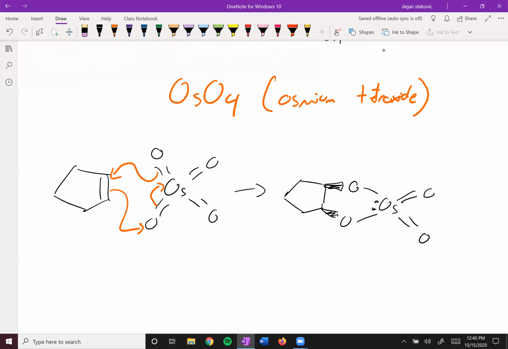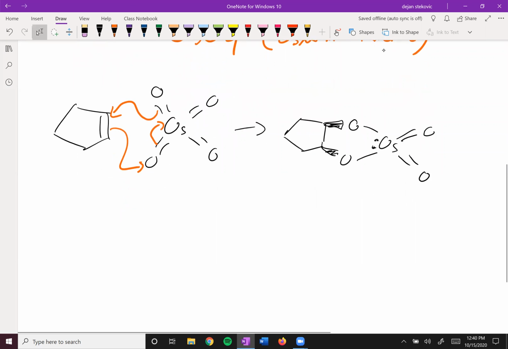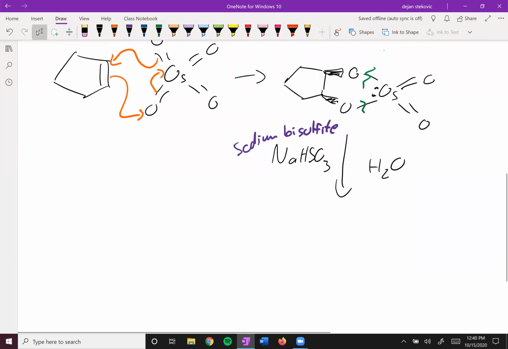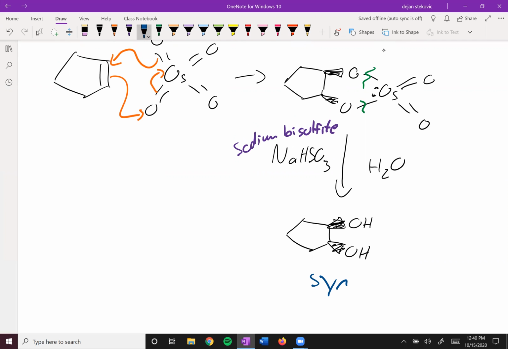And then the second step here varies. You can use a number of different reagents here. One of the common ones is sodium bisulfite, so NaHSO3, in water. And what that's going to do is basically cleave these osmium oxygen bonds and then reprotonate our oxygens to form our alcohols and get our final product. We won't take a look at the mechanism, but you can see what we've done here is syn dihydroxylation.